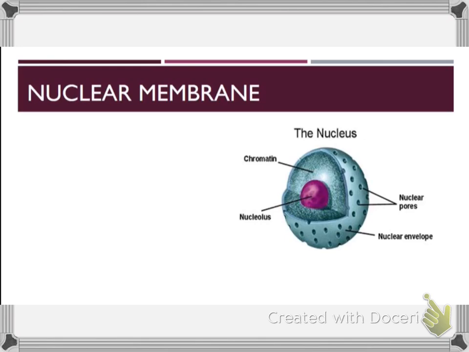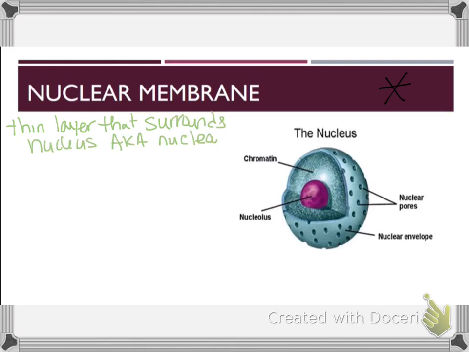Nuclear membrane. I just sort of threw this term in as a bonus word. It's a thin layer that surrounds the nucleus. It's sometimes called the nuclear envelope, which is what it's called here. It's just the skin of the outside of the nucleus.